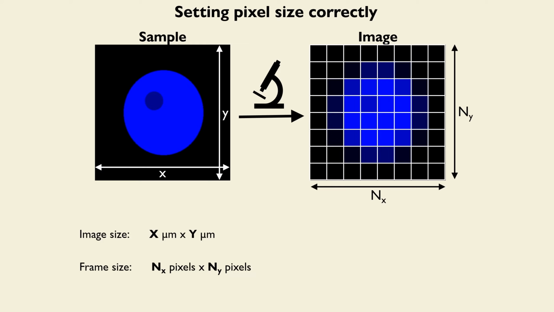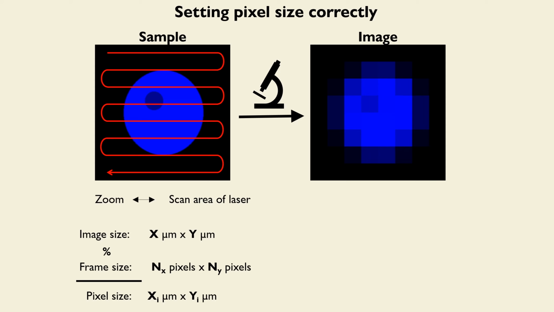The frame size is the number of pixels in x and in y in the image. The pixel size is therefore obtained by dividing the image size by the frame size, and it is the size represented in the sample by 1 pixel. So it's x sub I microns times y sub I microns.